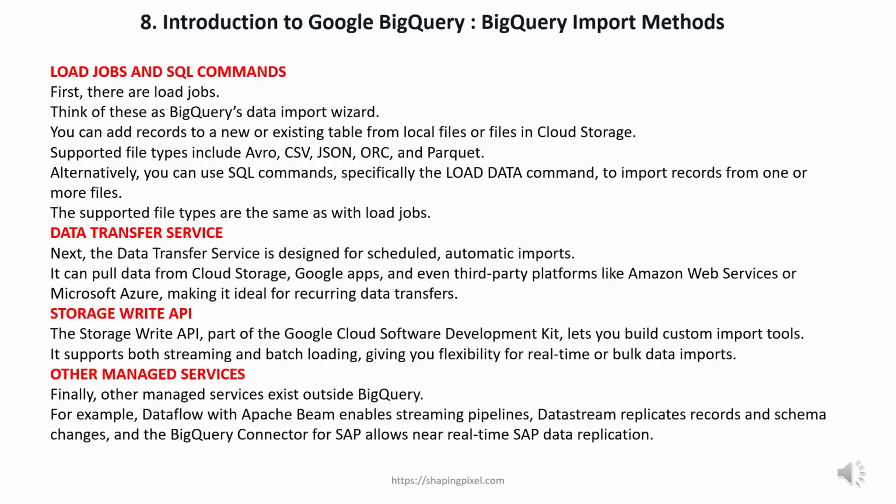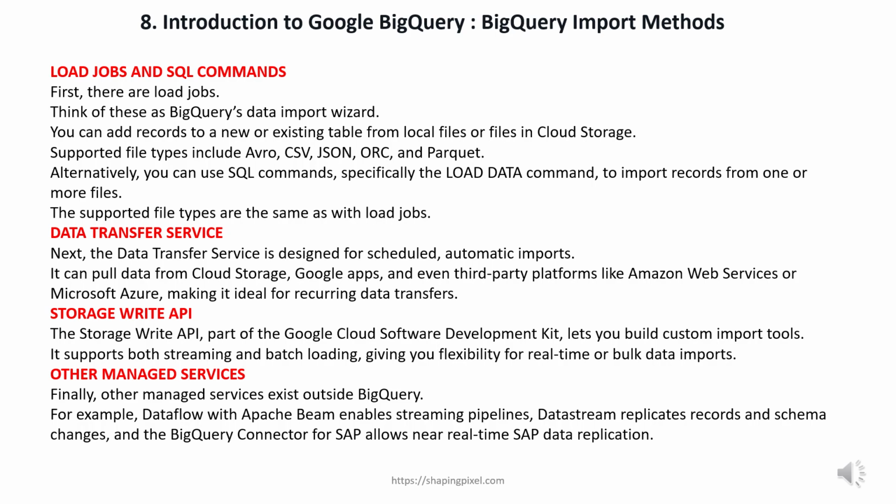First, there are load jobs. Think of these as BigQuery's data import wizard. You can add records to a new or existing table from local files or files in cloud storage. Supported file types include Avro, CSV, JSON, ORC, and Parquet. Alternatively, you can use SQL commands, specifically the load data command, to import records from one or more files. The supported file types are the same as with load jobs.